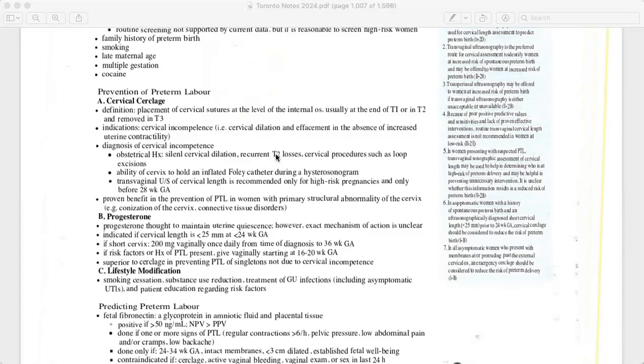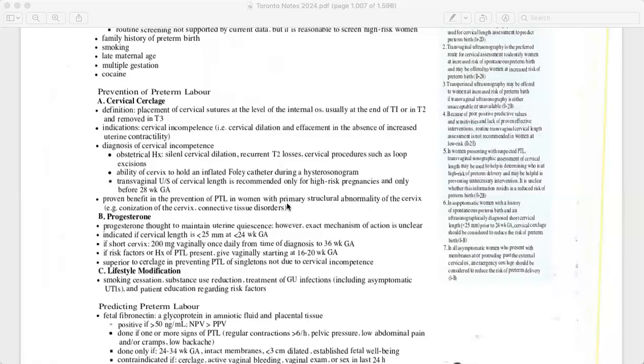That's what leads towards cervical incompetence, where there is no history or there is a silent cervical dilation. The patient says, doctor, I don't know what happened, it just already happened. So that's why there is no certain history, and the cause could be cervical incompetence. You check the ability of the cervix to hold an inflated Foley's catheter by putting the Foley's catheter in the cervix. And then transvaginal ultrasound can lead towards the finding of cervical length.